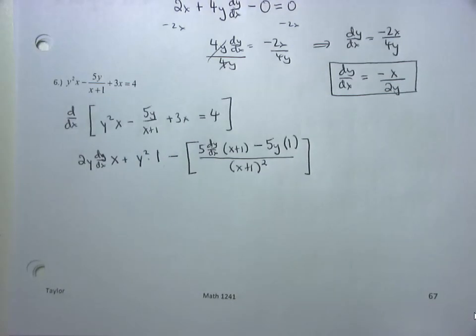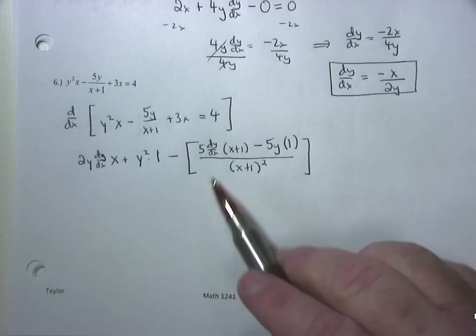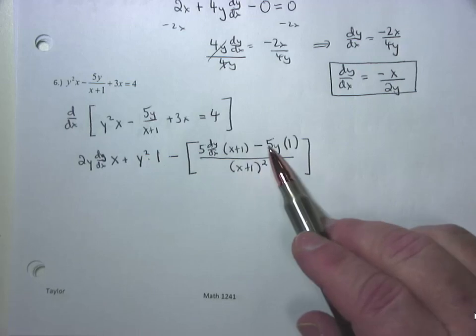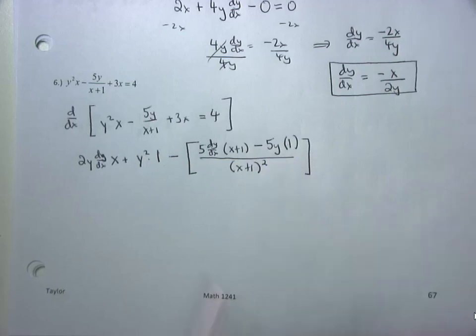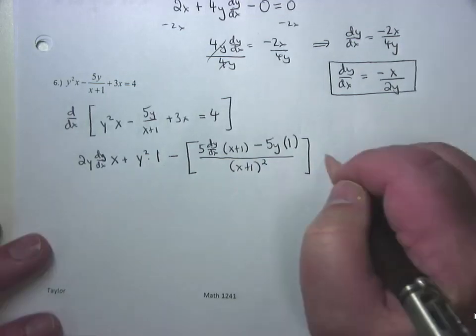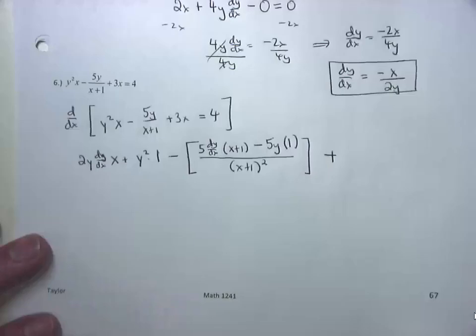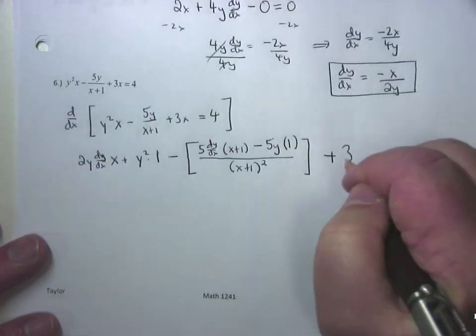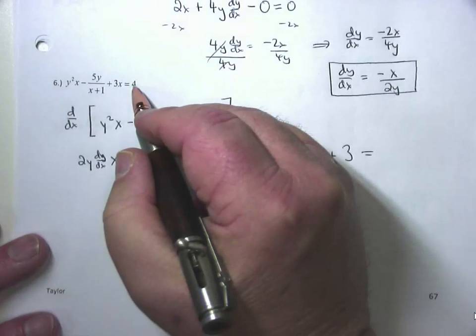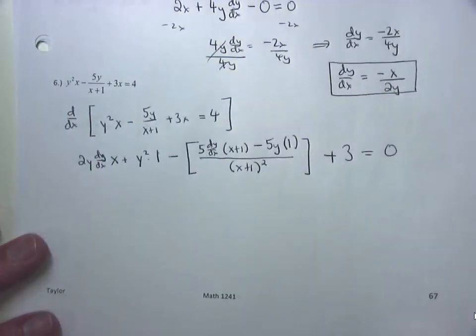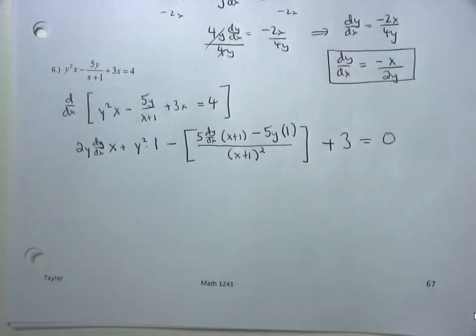It's going to be nasty looking, but this is why I took the negative out front and put it in a bracket out there. So I could just literally use the quotient rule: the derivative of the top times the bottom minus the top times the derivative of the bottom, all over the bottom squared. Let's keep going. Plus, what's the derivative of 3x with respect to x? 3. Equals, what's the derivative of 4 with respect to x? It would be 0. Now, what am I going to do to this thing? I'm going to clean it up. Watch how I clean it up.